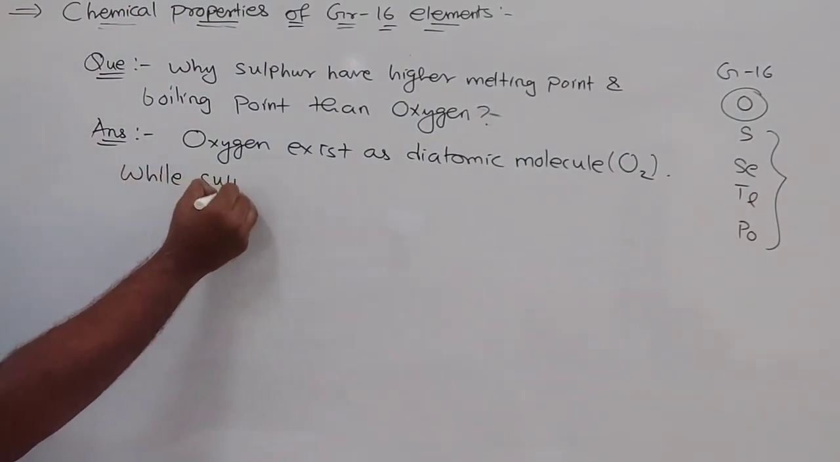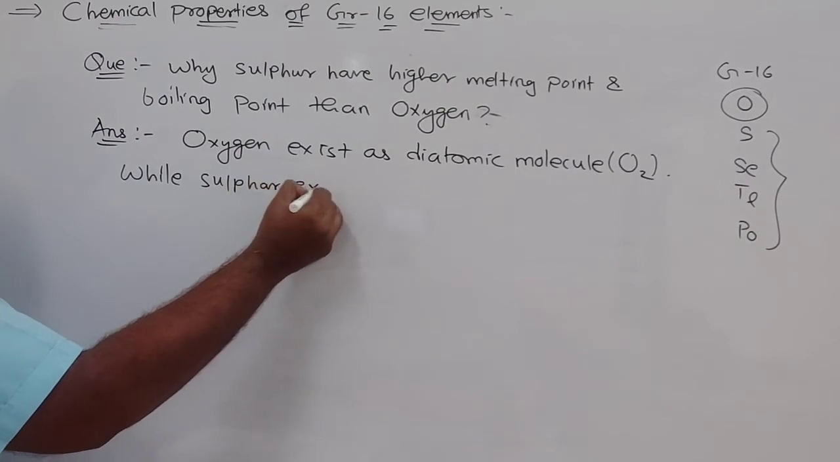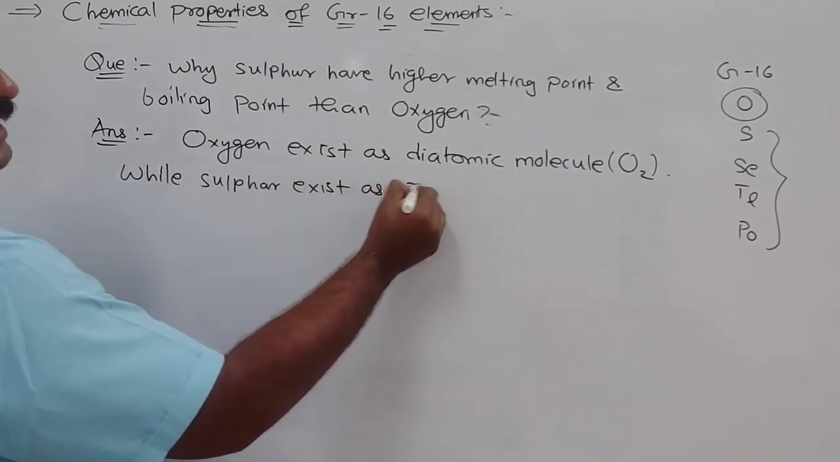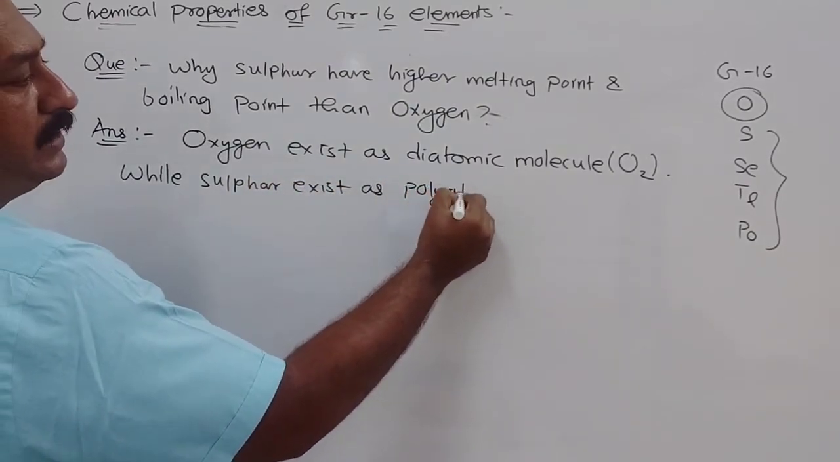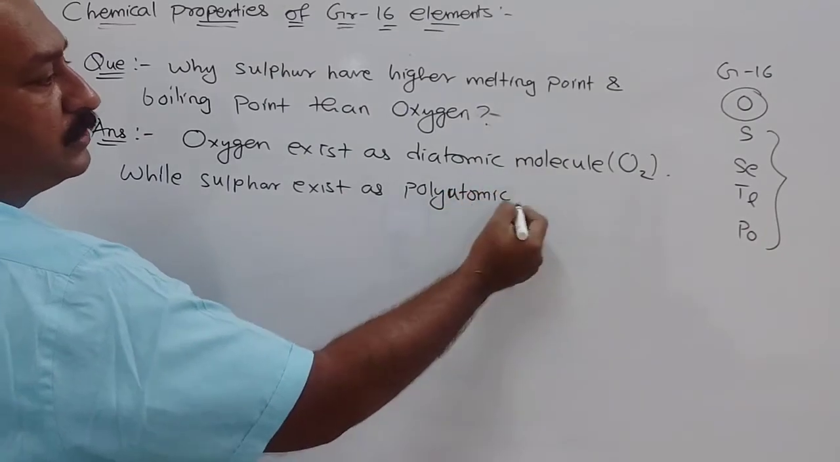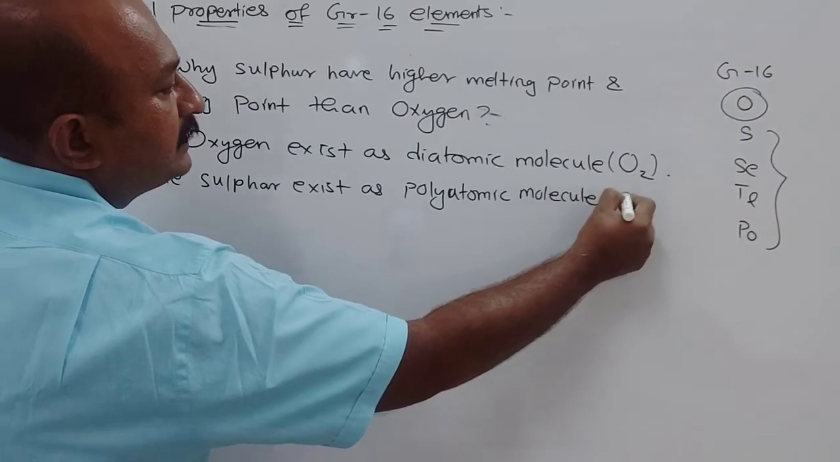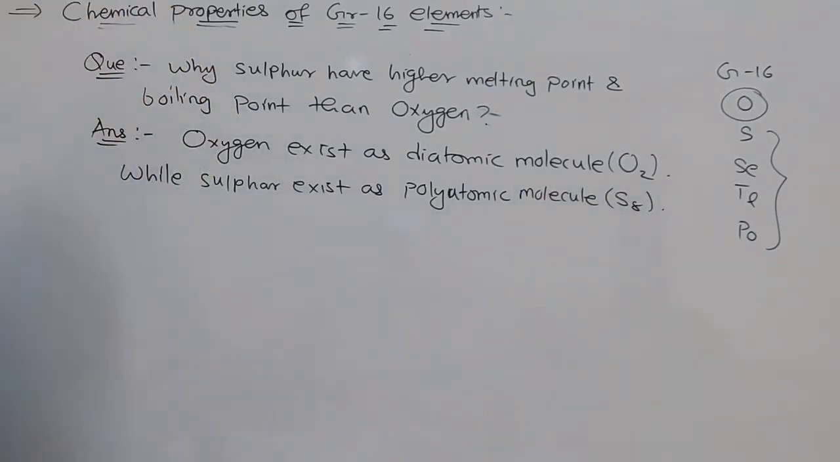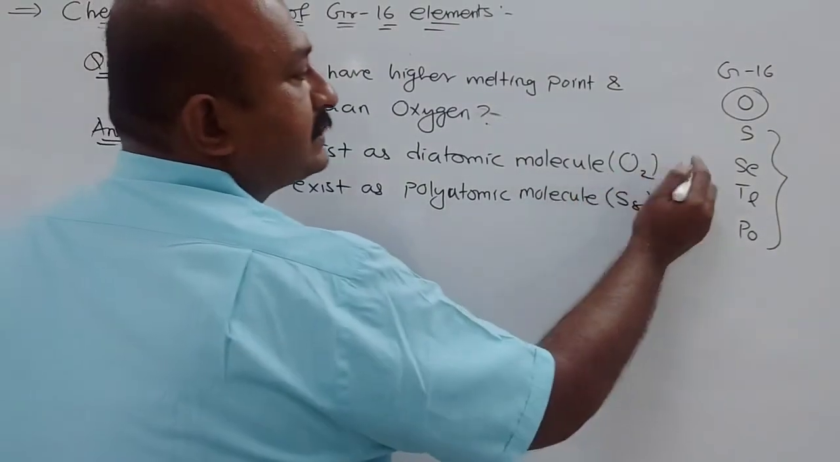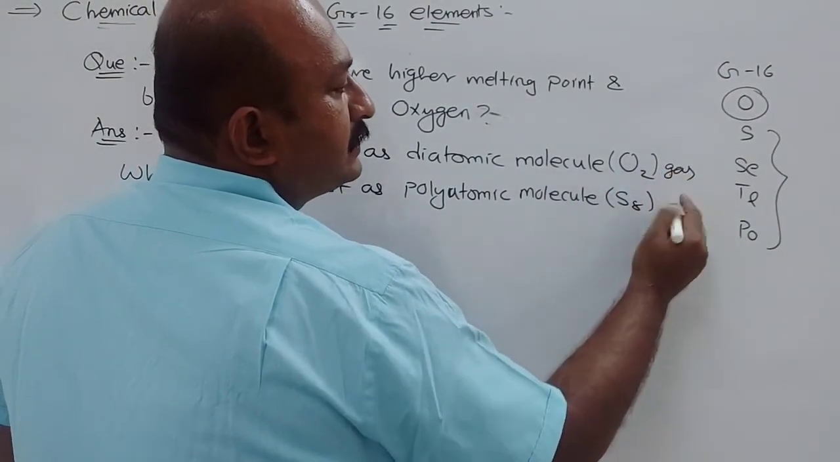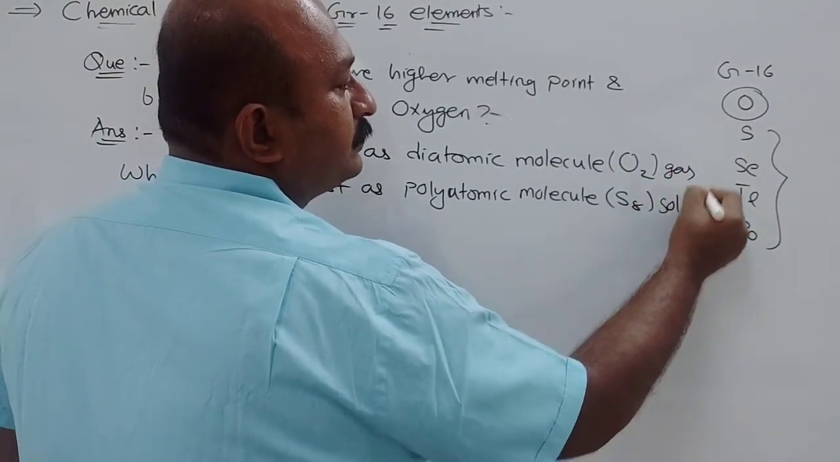While sulfur exists as a polyatomic molecule. Polyatomic means more than two atoms. That is S8. So oxygen exists as diatomic molecules, whereas sulfur exists as a polyatomic molecule. That is, this one is in gaseous form, the O2 molecule, and this one is in solid form.